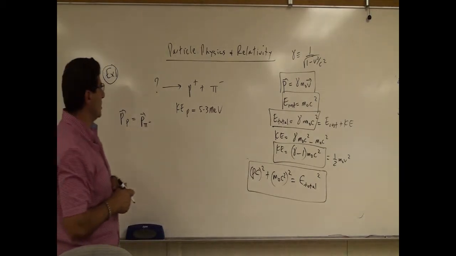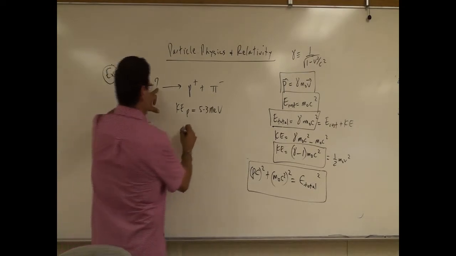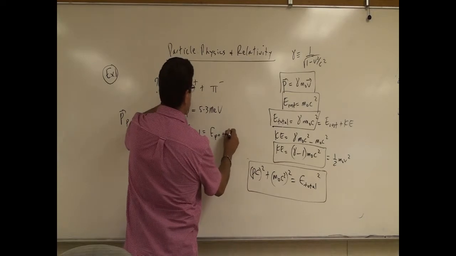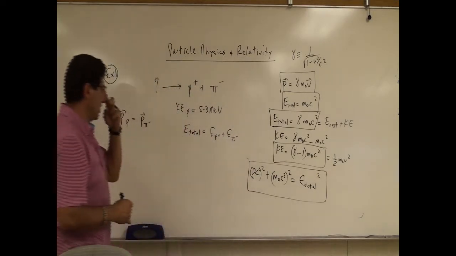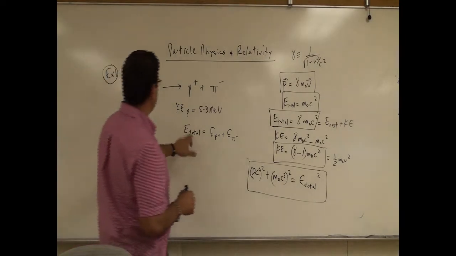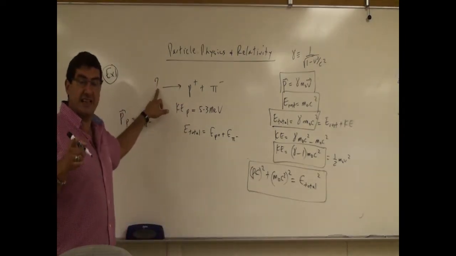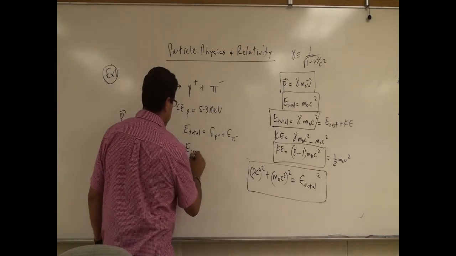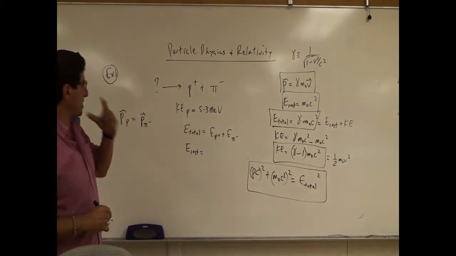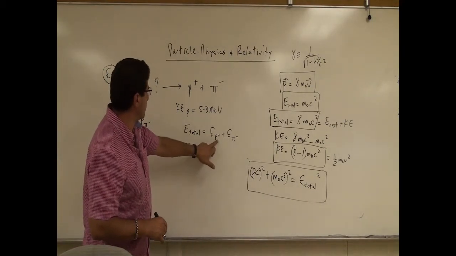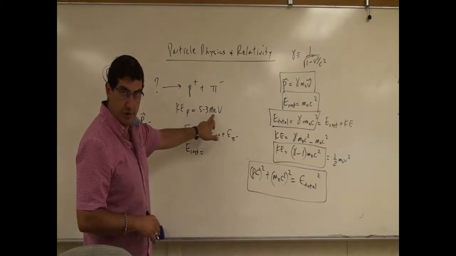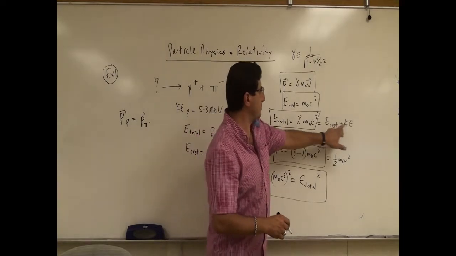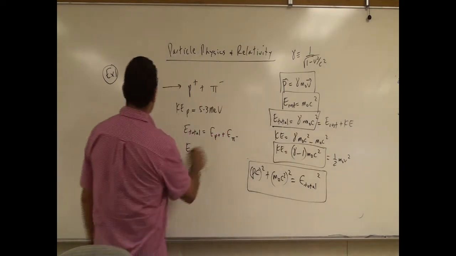And then the total energy of this must equal the total energy of the proton plus the total energy of the pion. Since it wasn't moving, it was standing still, its total energy is just going to equal its rest energy, E rest. That's going to equal the energy of the proton, but the proton has kinetic energy 5.3 mega electron volts. So the energy of the proton is going to be the rest energy plus the kinetic energy of each one. So we can split this up.